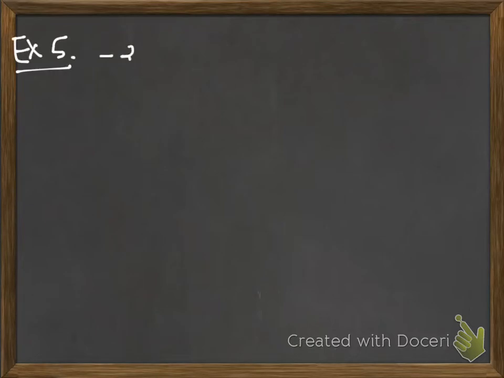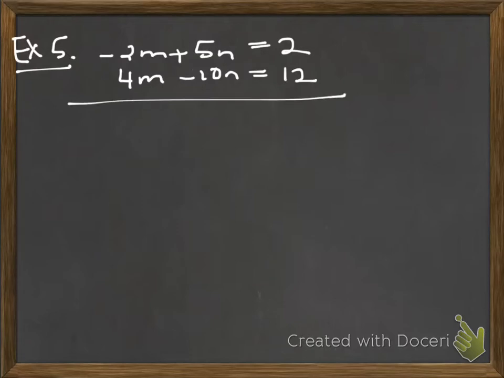We have negative 2m plus 5n is equal to 2. 4m minus 10n is equal to 12. Okay? Do I have a matching pair? 2m, does that cancel out with 4m? No. 5 and 10? No. Okay. So I need to multiply, and I usually just start at the top by multiplying the top. So I need to multiply something up here to cancel. Well, if I want to go ahead and just do the first one, I can cancel the 4. Look, it's an opposite pair, right?